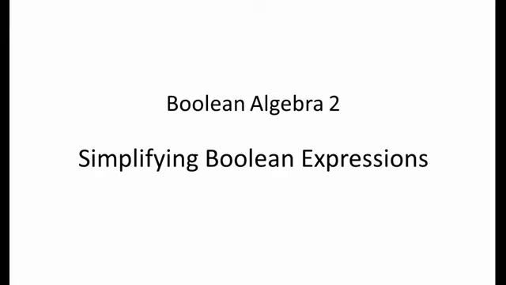Because a Boolean expression represents a combination of logic gates, an equivalent expression with fewer operations represents an equivalent circuit, but with fewer gates. This video shows you how it's done. Application of De Morgan's theorem is covered in the next video.